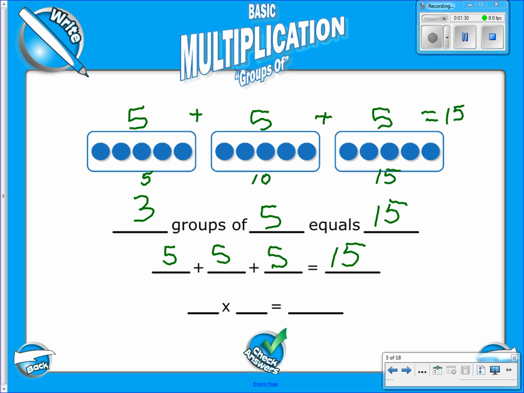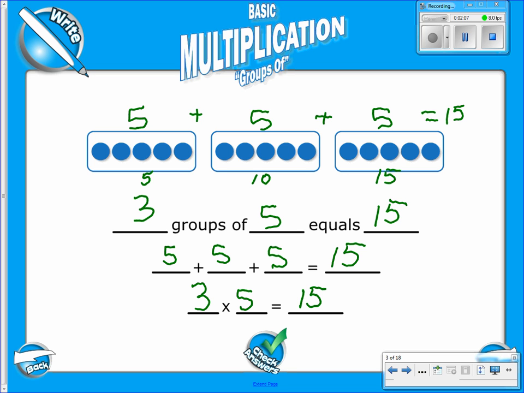A shortcut is the multiplication symbol means groups of. So when you're talking to your students and working through homework, when you see that multiplication sign, you can say those words, groups of, and it helps them think back to the models we have built this week with beans and cups and with pictures that we've drawn. You can ask them about their circles and stars game that we played. And so I've got 3 groups of 5 equals 15. That's the same thing as 3 times 5 equals 15.